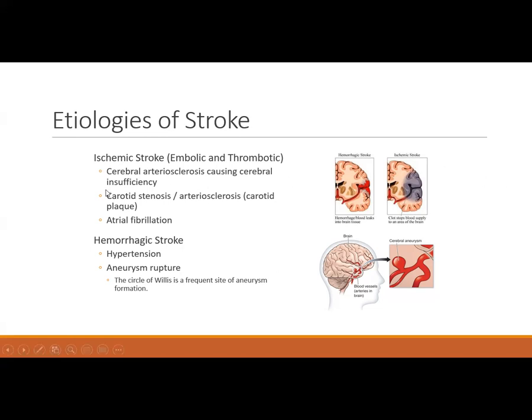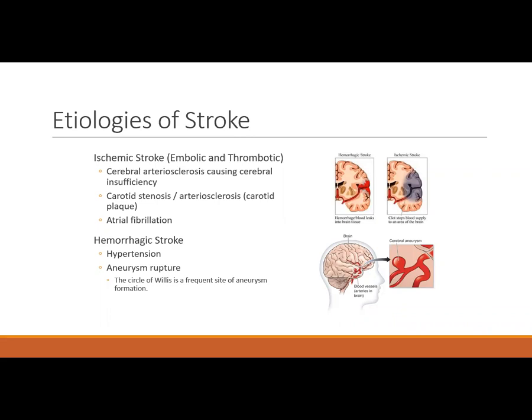AFib is also an etiology of ischemic stroke, because if you remember with AFib, our heart is not pumping the way it should. We basically have it quivering, where one side is going at a different rate than the other side, of your atriums versus your ventricles. And the blood basically likes to get together, and then it ends up causing that clot.